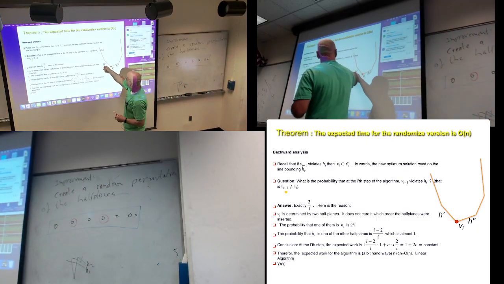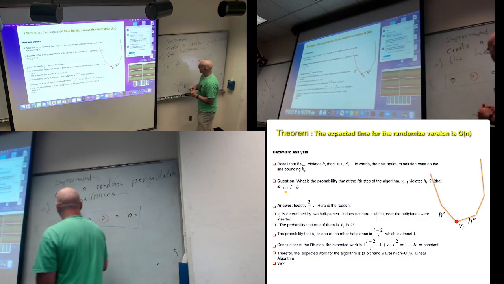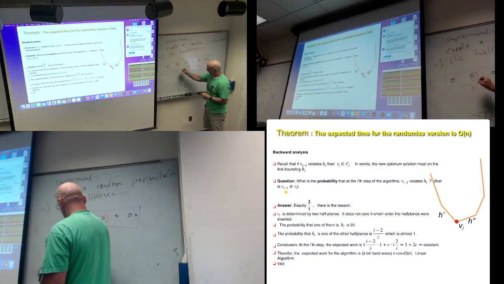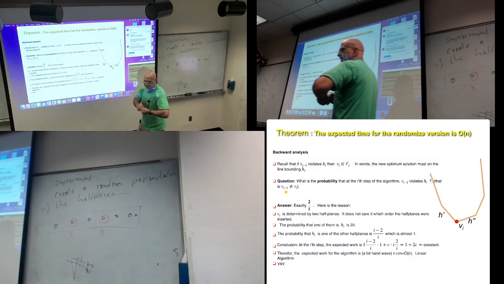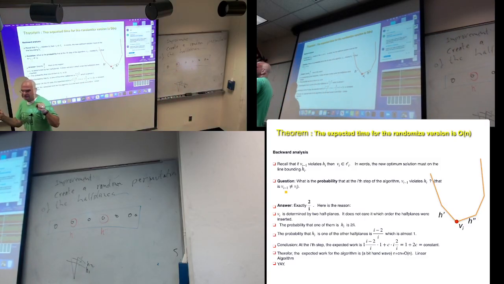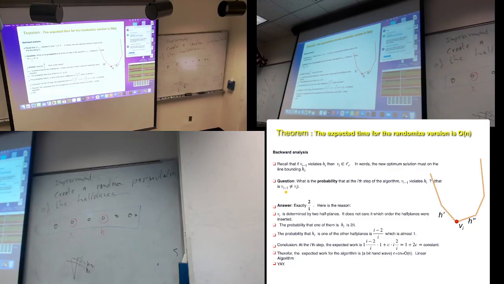One of them would be H prime. Intentionally I don't call it Hi. H prime, and the other is H double prime. What's so special about them? I don't care. But it's only two of them, with this special rule that they determine the optimum right now.